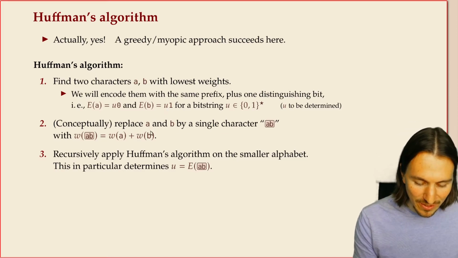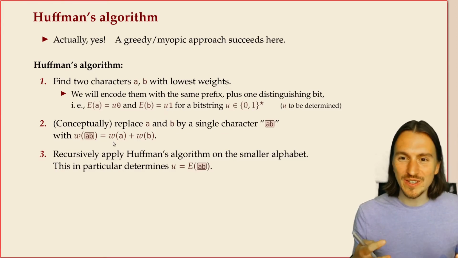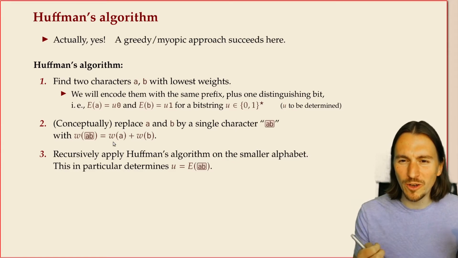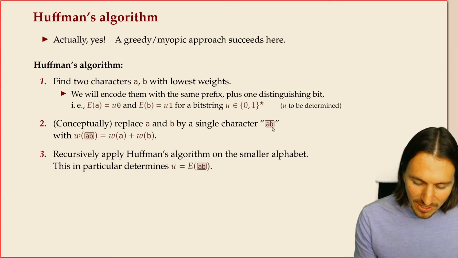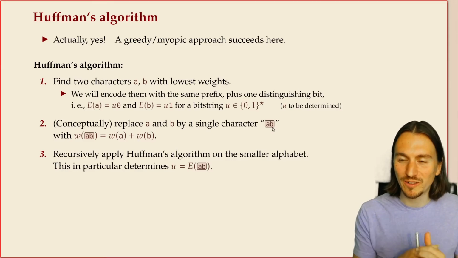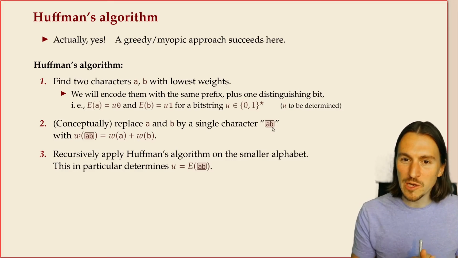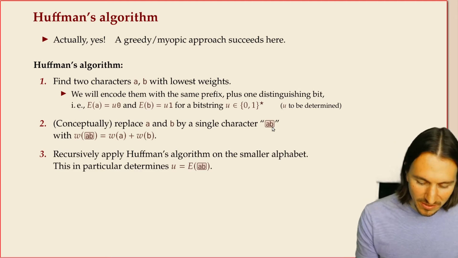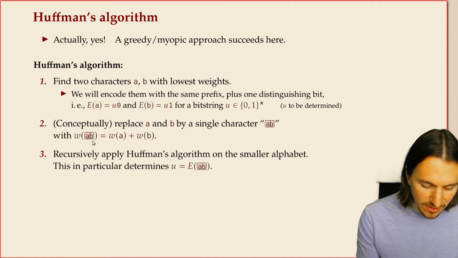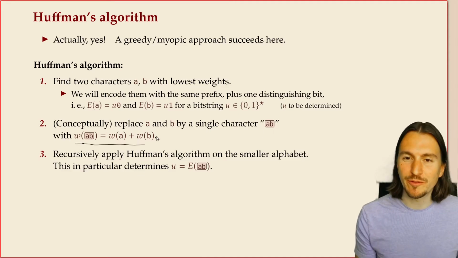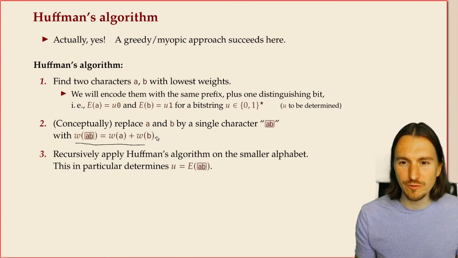The next step is, now that we've decided how to distinguish A and B, we no longer need to keep both characters around. Instead, we create this super character that stands for A or B. And so I'll just draw this by putting a box around AB. And we assign this super character the sum of the two weights, because it actually stands for both A and B.